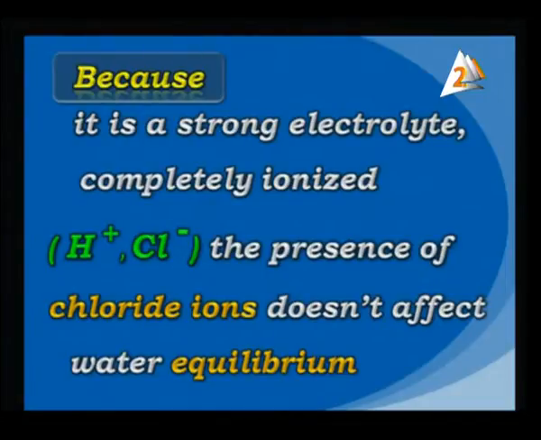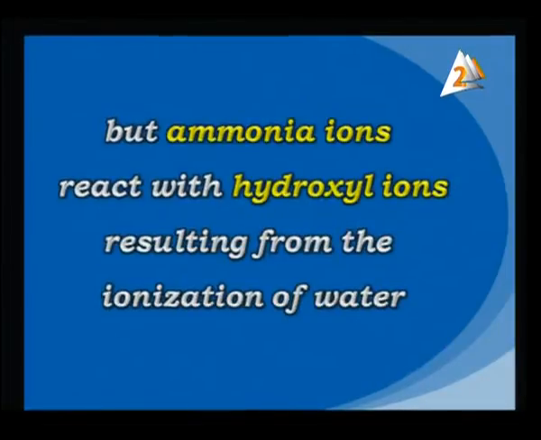HCl is not enough. Look at this. It's a strong electrolyte, completely ionized, H positive and Cl negative. The presence of chloride ion doesn't affect the water equilibrium. What else? Here, ammonium ions react with hydroxyl ions resulting from the ionization of water. So the OH negative ion reacts with the ammonium ion NH4, forming what? Forming a base. This base is a weak base called ammonium hydroxide.